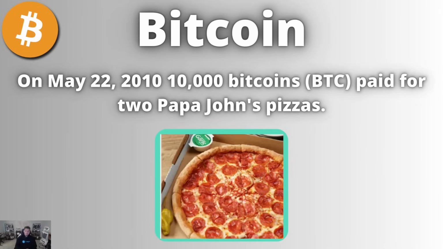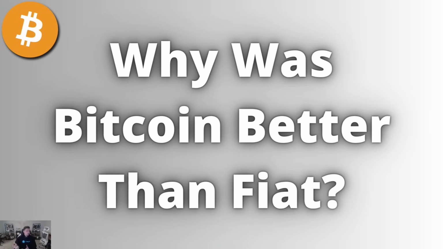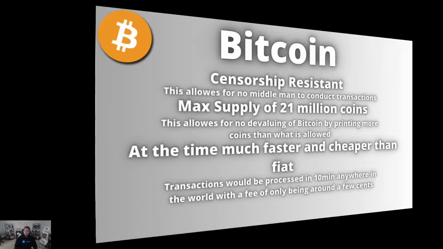On May 22nd, 2010, 10,000 Bitcoins were paid for 2 Papa John pizzas. And this is dubbed as the first payment of Bitcoin to receive a good or service. So the question now is, why was Bitcoin better than fiat, or our money?